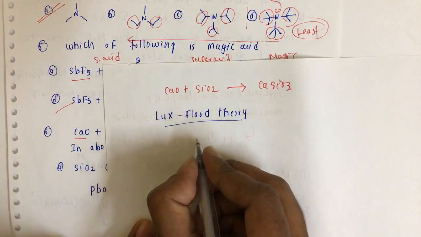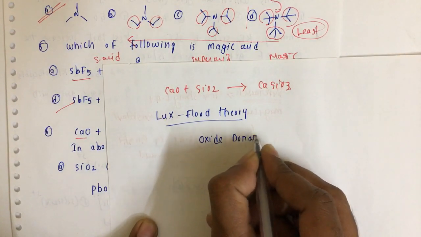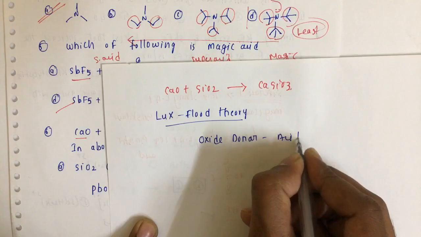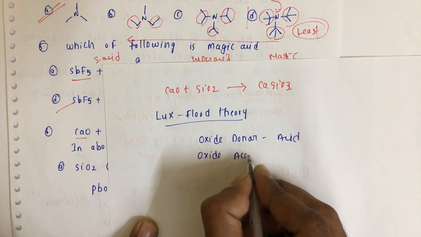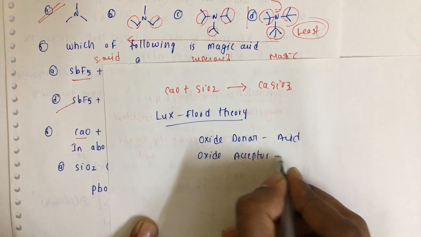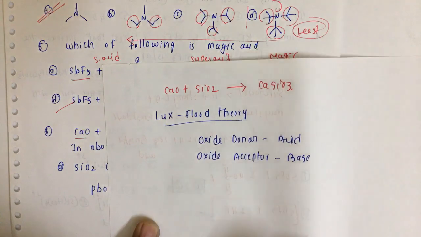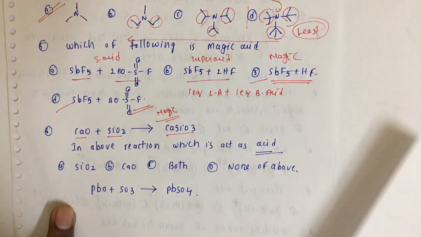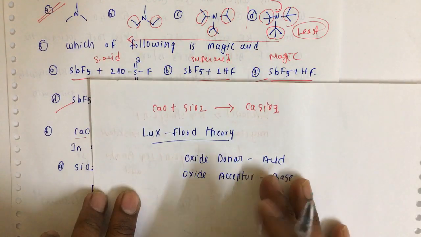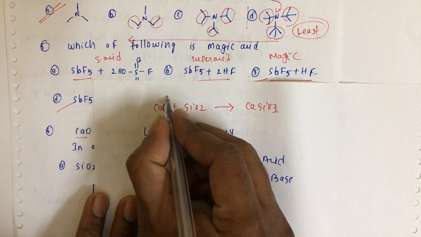So according to this theory, oxide donor is acid and oxide acceptor is base. So in the above reaction, they have asked which acts as an acid. So that is the question. If you see here, there is a transfer of the oxide ion from calcium to silicon.